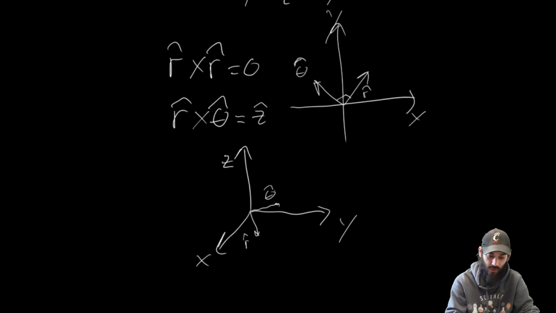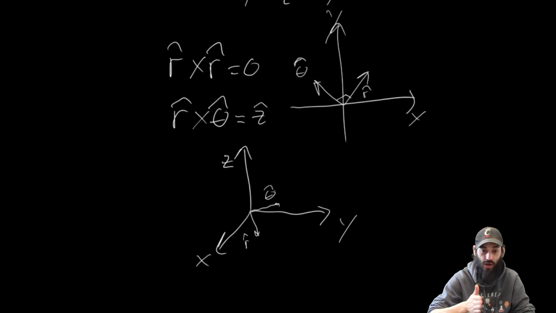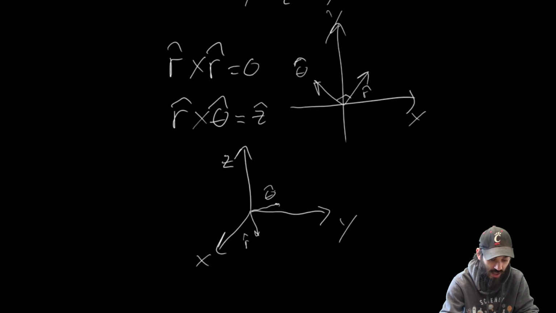z pointing up. So if I point my fingers in the direction of r hat, and then I curl them towards the direction that theta hat is, then my thumb is going to be pointing upwards, which is going to be the z hat direction. And the other case is theta hat cross r hat is going to be minus z hat. Okay.